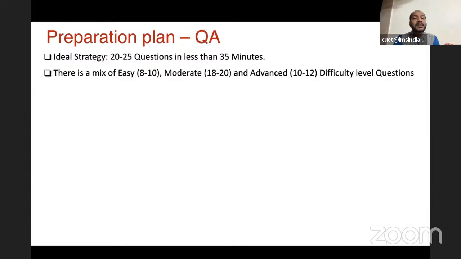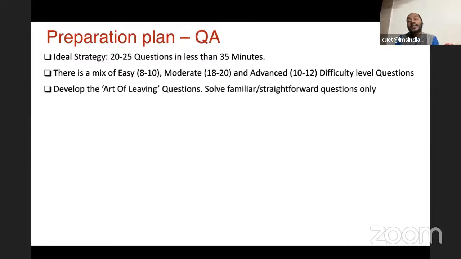Therefore, if one has this understanding that NPAT actually has 10, 12 very difficult questions, one has to have that mindset or the preparation to leave those questions, right? Because time is very limited. If you spend a lot of time solving difficult questions, you could end up wasting a lot of time in a single question, and you could end up losing time for the easy questions later. Okay. Now that's why you need to learn the art of leaving questions, about which I'll discuss in a while.